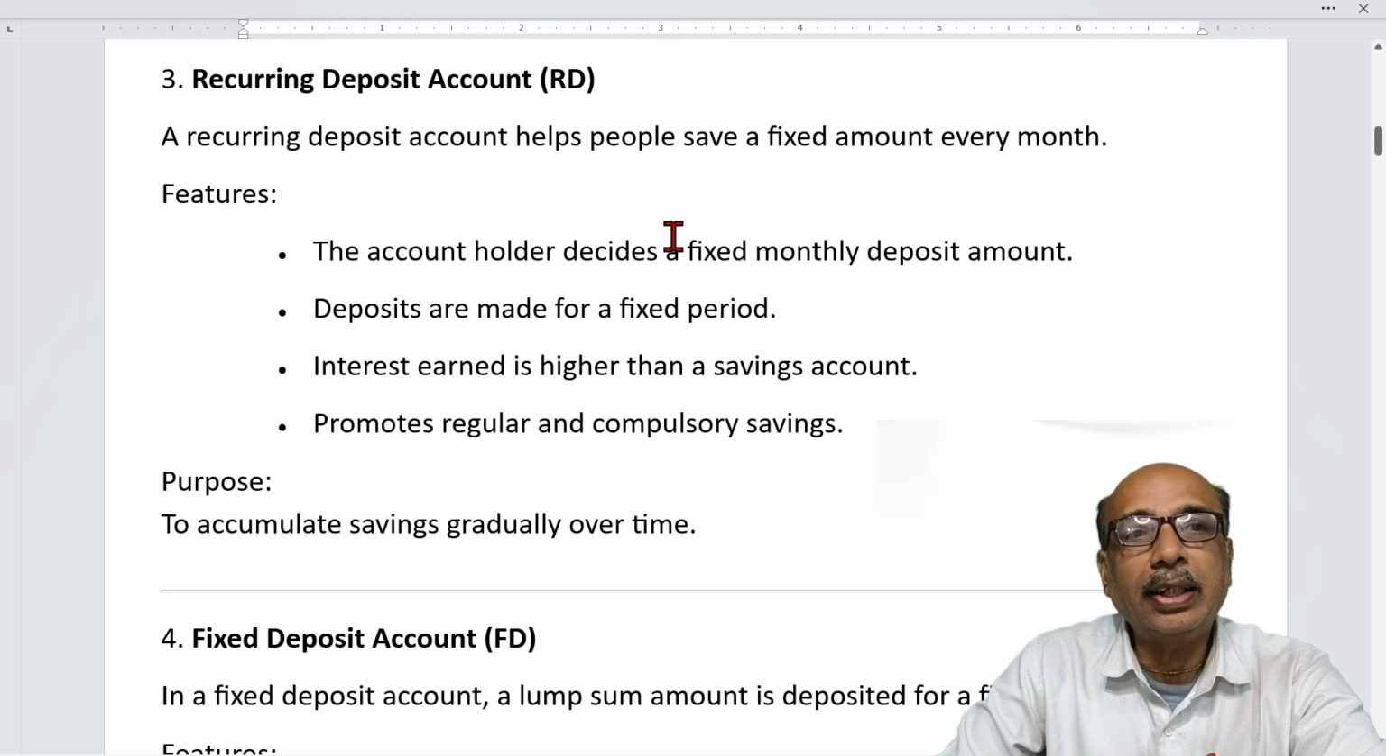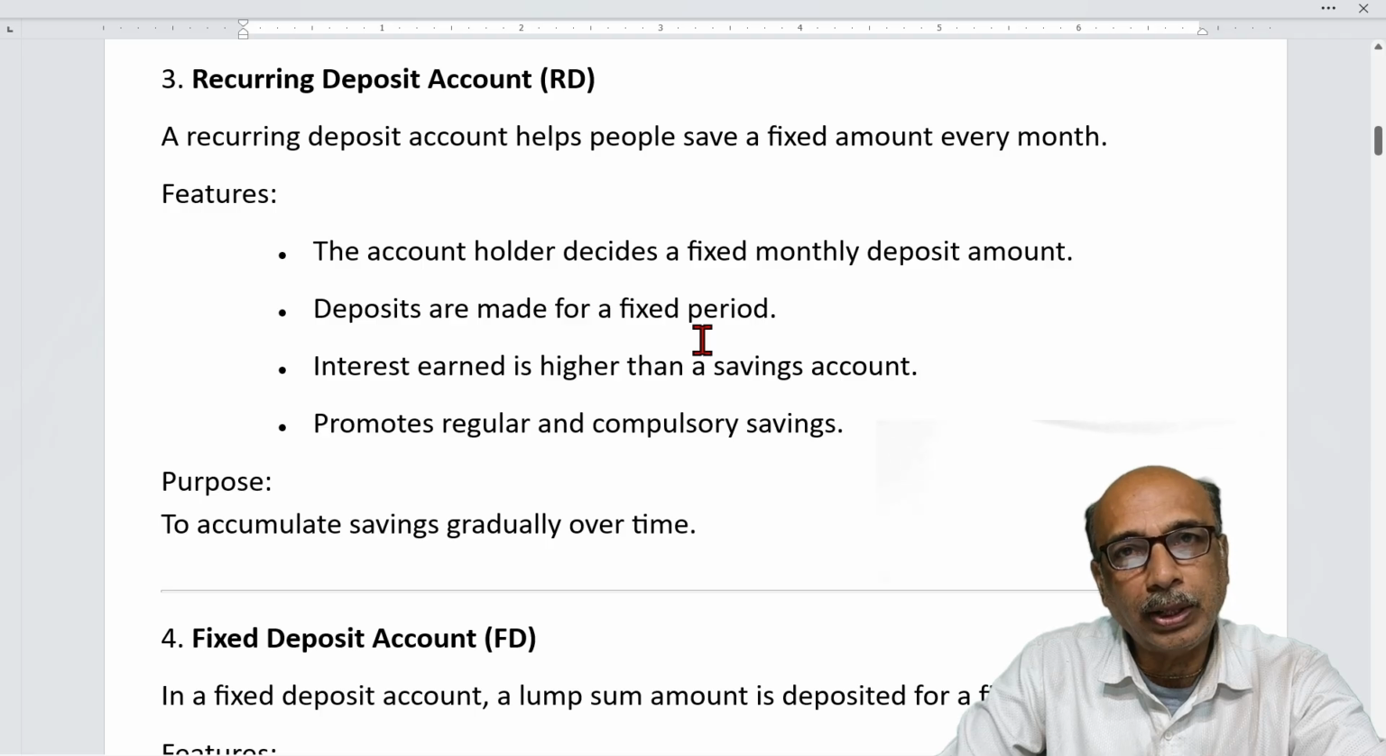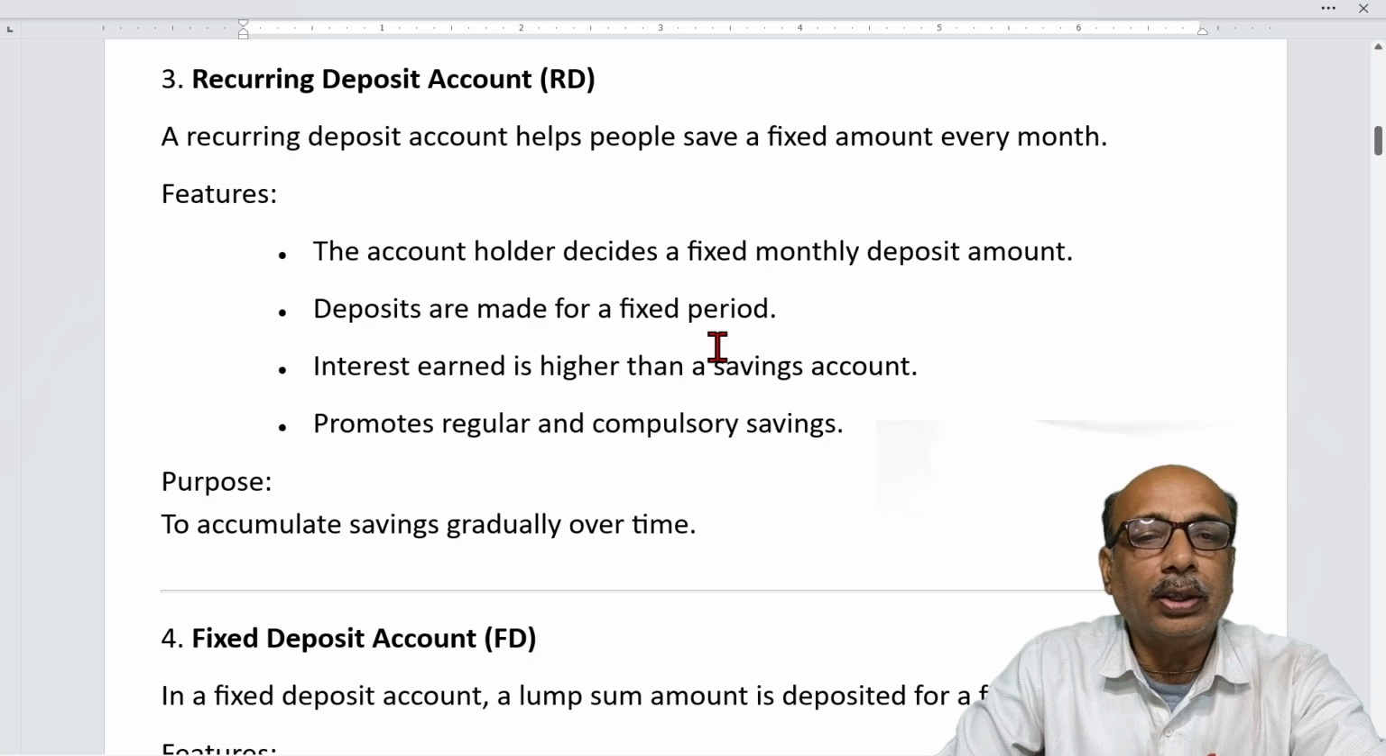Next is recurring deposit account, RD, as it is known. A recurring deposit account helps people save a fixed amount of money every month. Features: the account holder decides a fixed monthly deposit amount. Deposits are made for a fixed period, for 1 year, 13 months, 15 months, 27 months. It depends on the depositor. It can be for 5 years also.